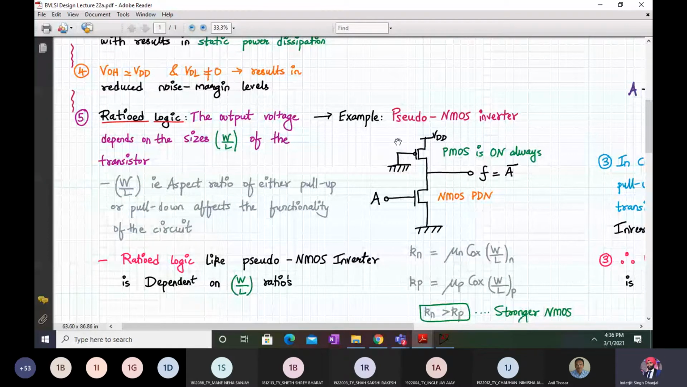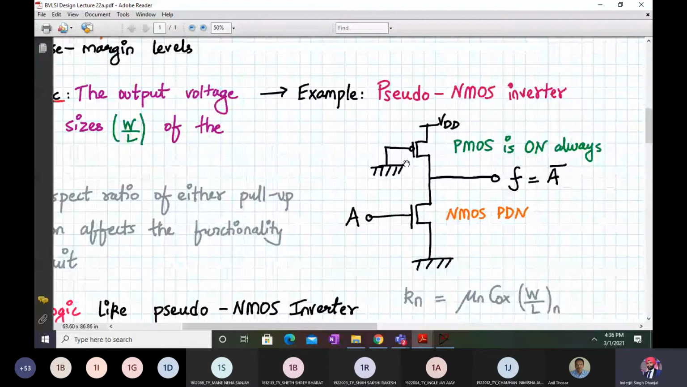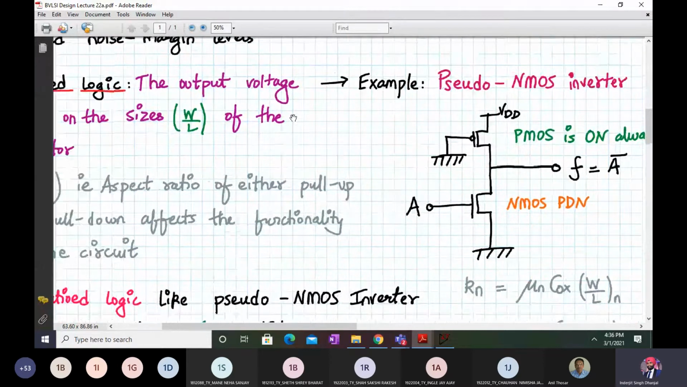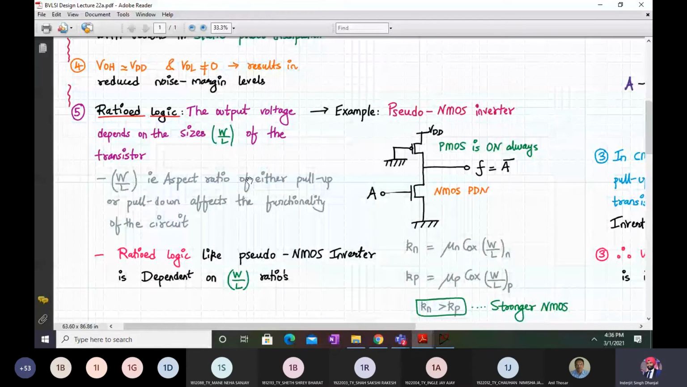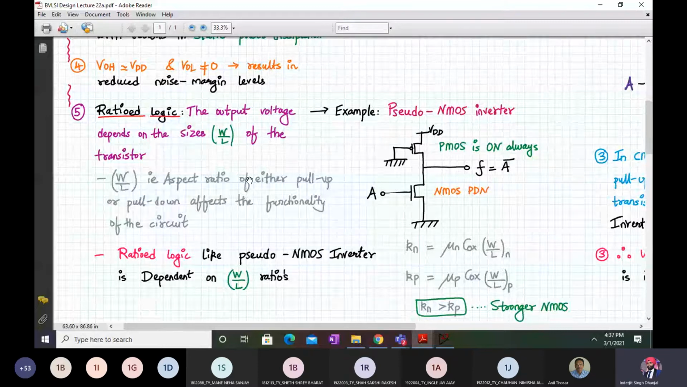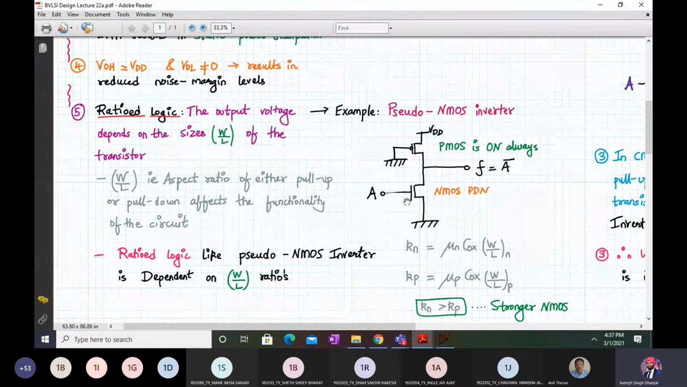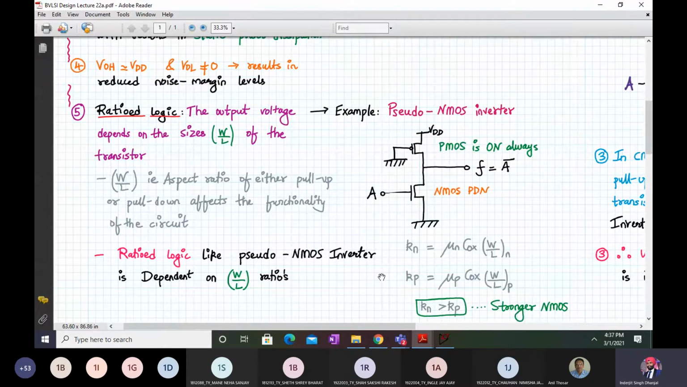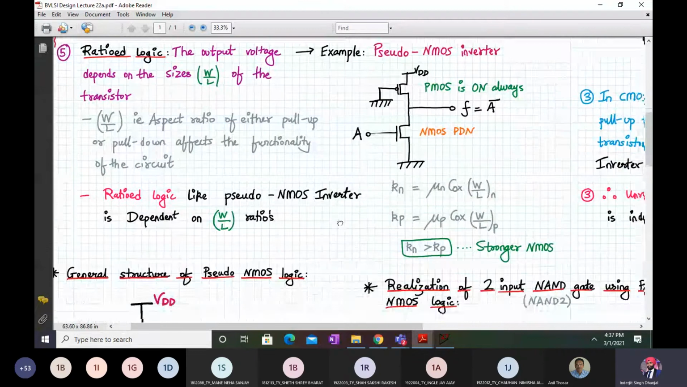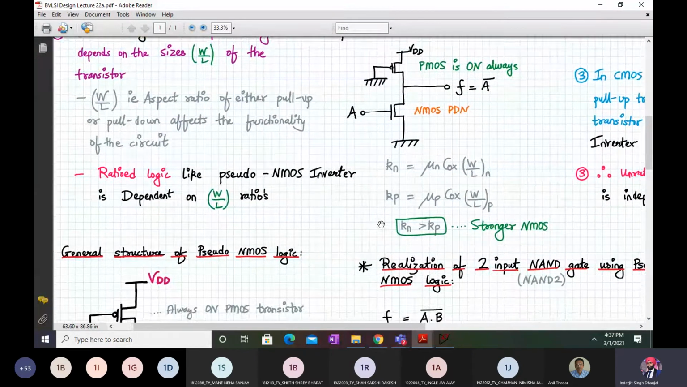And here we have the PMOS transistor, which has its gate terminal grounded, and here the PMOS is always on. Okay, if you apply a logic 0 to the PMOS, it will be always on. That you have to remember. Okay, so in ratioed logic, the output voltage depends upon the sizes of the transistors. Okay, the W by L ratio is also called the aspect ratio. So the aspect ratio, either of the pull up or the pull down, will affect the functionality. Now I will not repeat this statement one more time. I will show it to you in LTspice, how it affects. So it is dependent upon W by L ratios and so on.